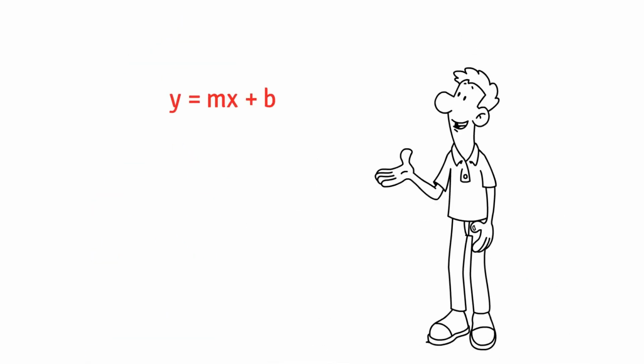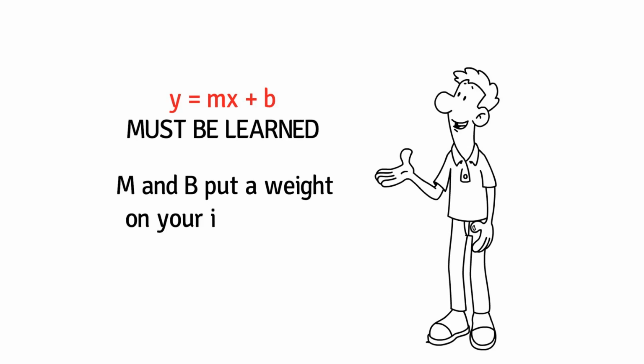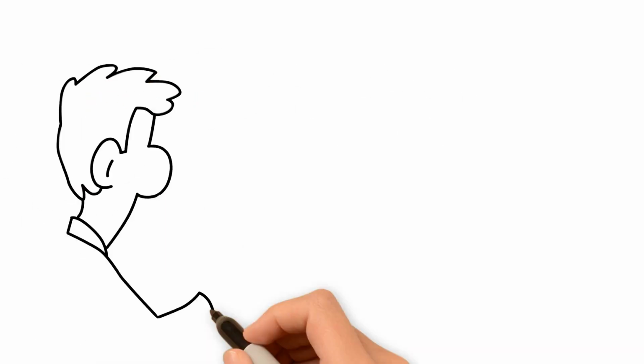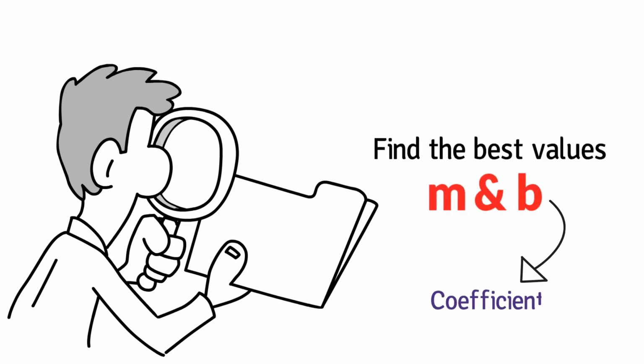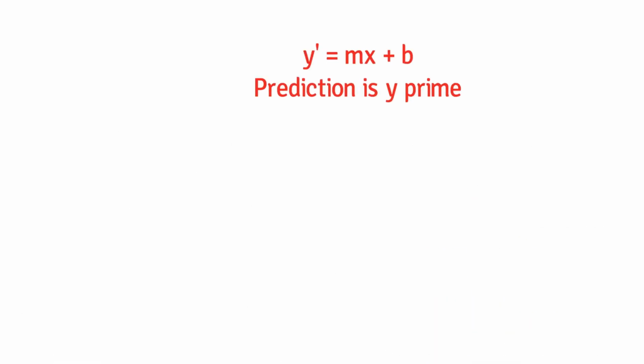M and B from your algorithm must be learned. M and B put a weight on your input values. The entire point in all of this is to find the best values for M and B, also called the coefficients. Your prediction is Y prime.